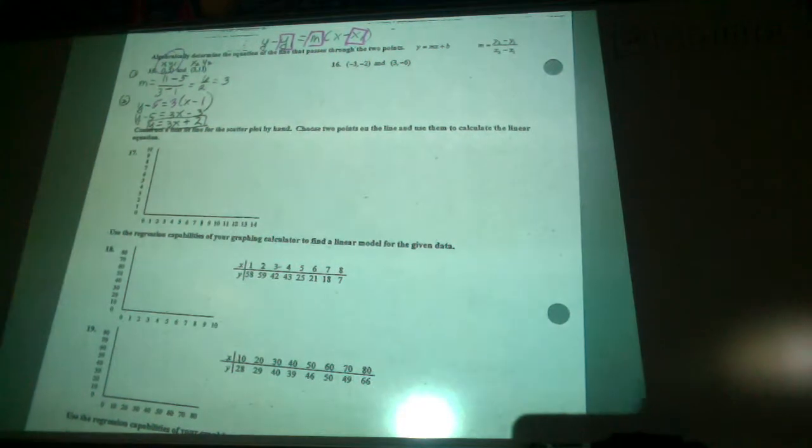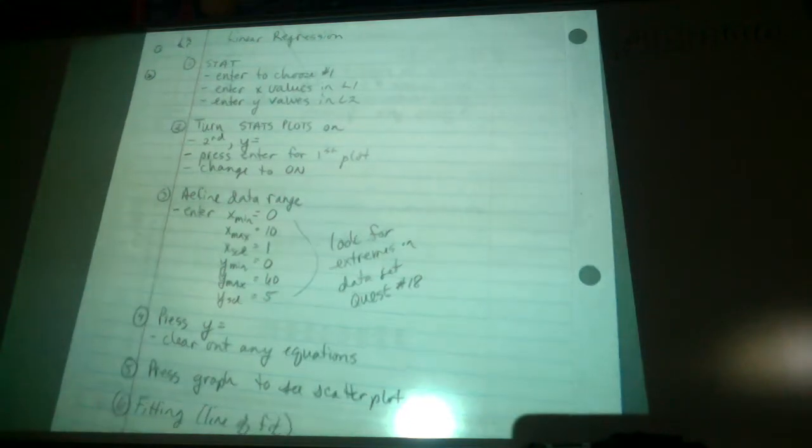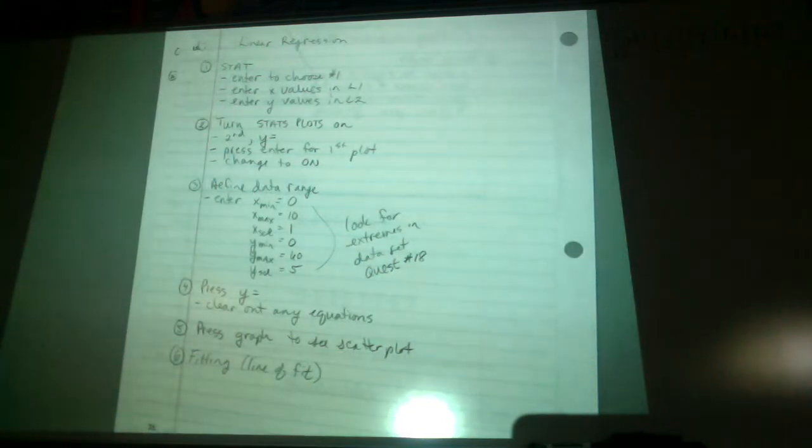Then I would like you to write down the following directions for linear regression for the final problems. There are 6. Write these down. And we may or may not get to this today, but I at least want you to write down the directions. And then you can play with it a little bit over the weekend, and I can answer questions tomorrow.